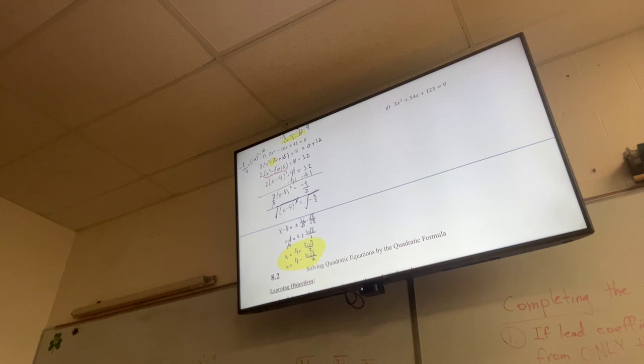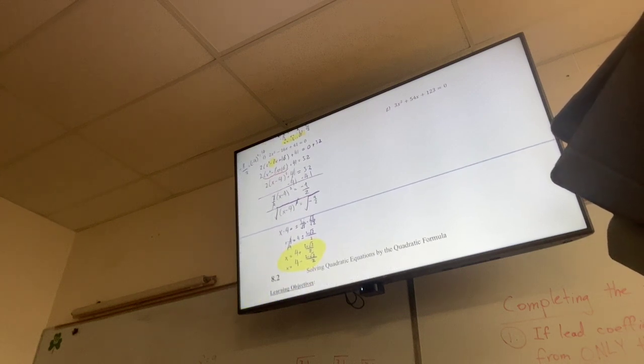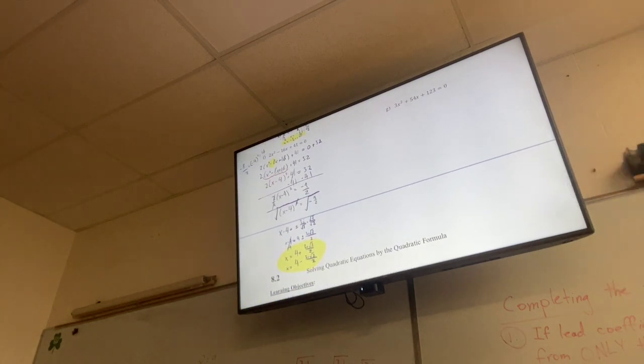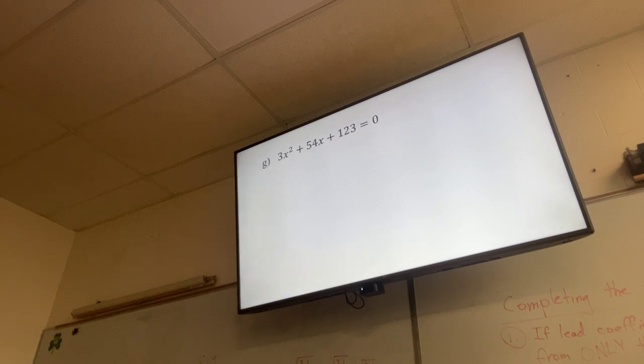All right, let's move on to G because I do have to get to the quadratic formula. Okay, so G. All right, am I in standard form? Yes, I am in standard form, okay? What's my lead coefficient? 3, okay.